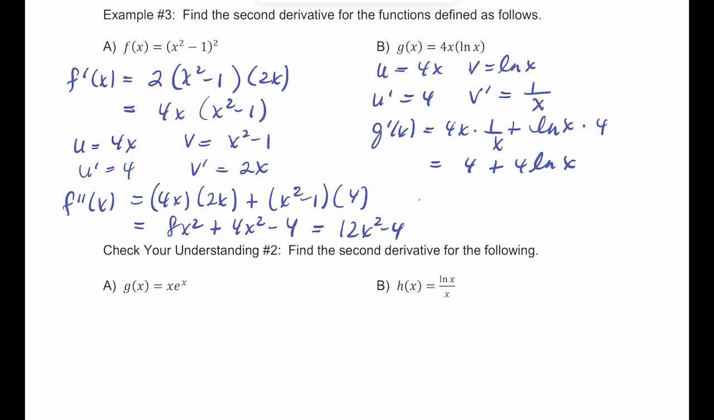Okay, and I'm not done because I need to find the second derivative. So I know that the derivative of 4 is just 0, right? So I don't have to worry about that. I know that the derivative of this piece is just going to be 4 times 1 over x. So that just gives me 4 over x.